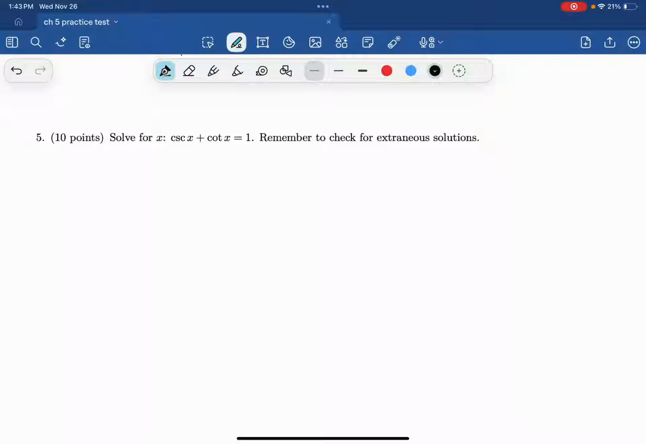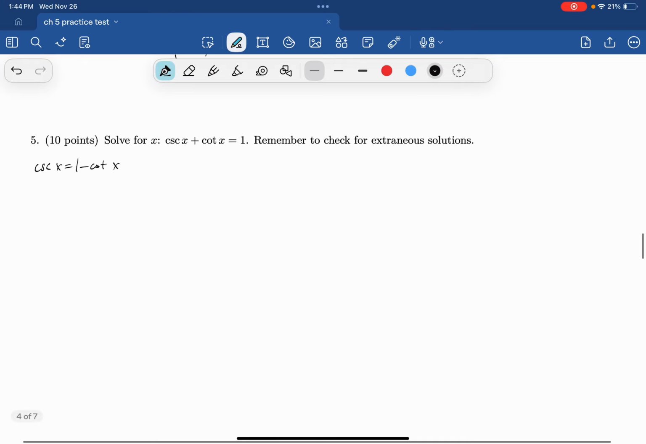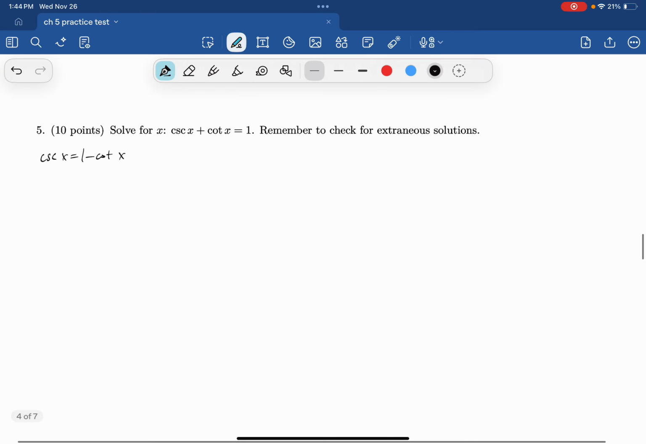Firstly, what we could do is move the cotangent to the right side and then square both sides. Okay, it doesn't work if you just immediately try to square both sides. The reason is because you'll encounter some cross terms. You'll encounter terms like 2 cosecant x times cotangent x, which makes things more complicated. We want to move things such that each side only has one trig function.